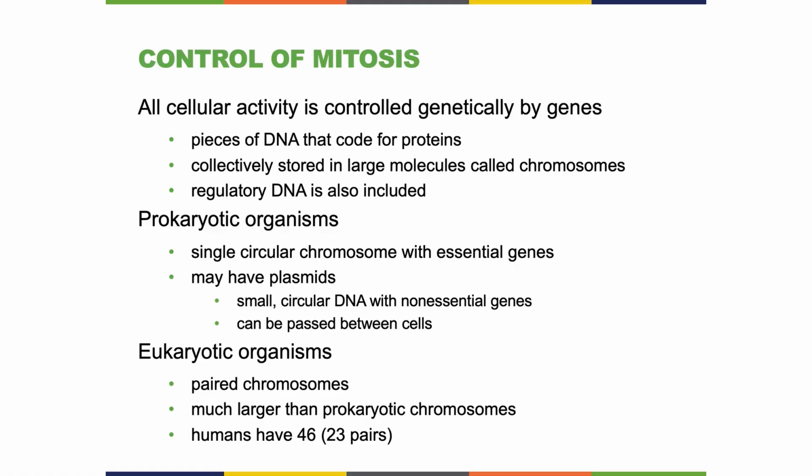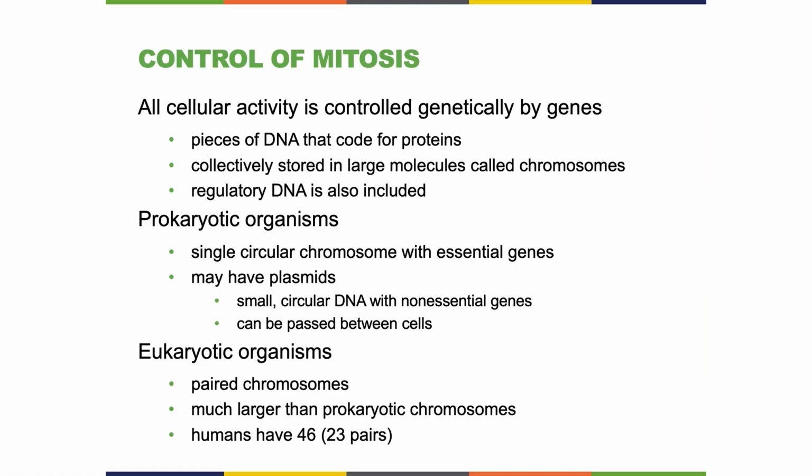Now, some have plasmids, which are small circular pieces of DNA not on the chromosome that contain non-essential genes. And the key thing about plasmids is they can be passed between cells, which we'll talk about later briefly. This is one way that we can move genes from one cell to another, is by using plasmids. We can load a gene on a plasmid, we can insert it into a cell, and then that cell can transfer it somewhere else. In eukaryotic organisms, the chromosomes are paired, and there are many. In humans, we typically have 46 chromosomes, 23 pair.